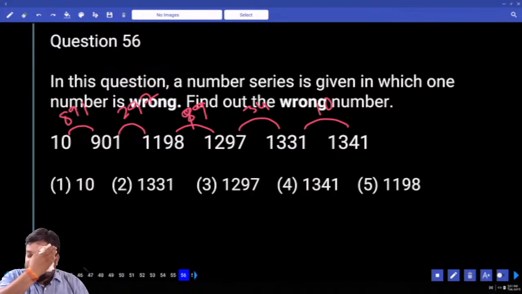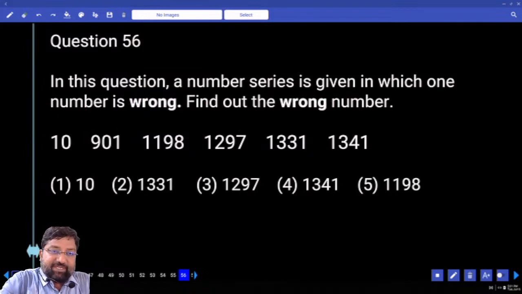So I have gone with the differences. What is the difference? First 891. Look, if you have difficulty with differences, 901 minus 10. What is 901 minus 10?